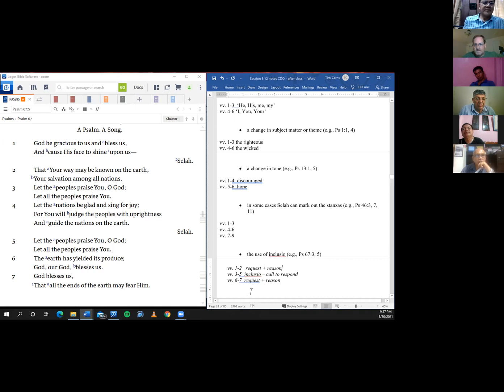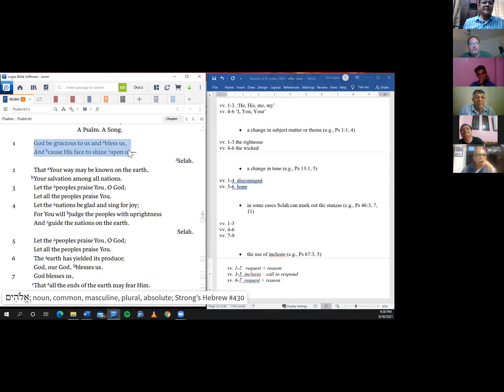You guys see that structure? God be gracious to us and bless us. That's a request. Cause his face to shine upon us. Why? That your way may be known on the earth. Okay, so request, reason. Then look at verse 3.